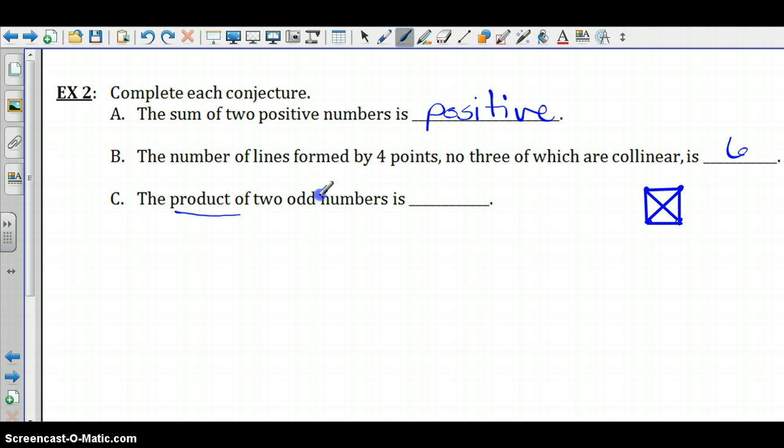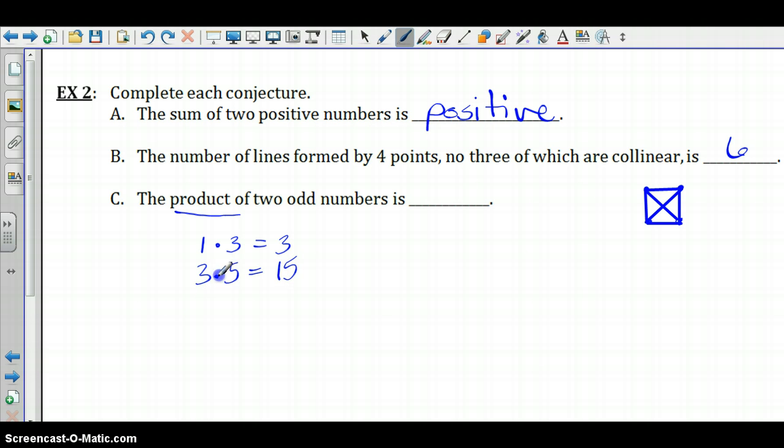Well, if we're using the word odd, my answer is probably either odd or even. So let's use some odd numbers, like 1 and 3. What is the product of 1 and 3? If you said 3, you're correct. Let's try 3 and 5, 2 more odd numbers. Well, 3 times 5 is 15.